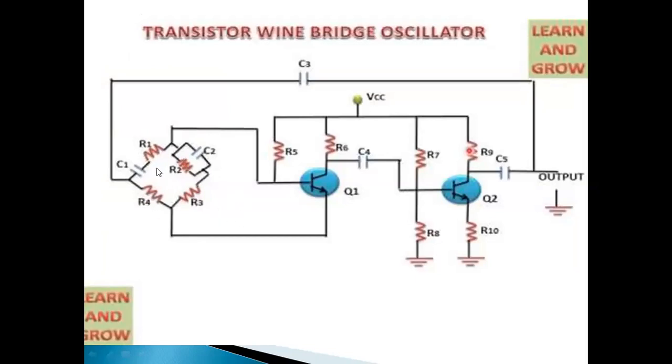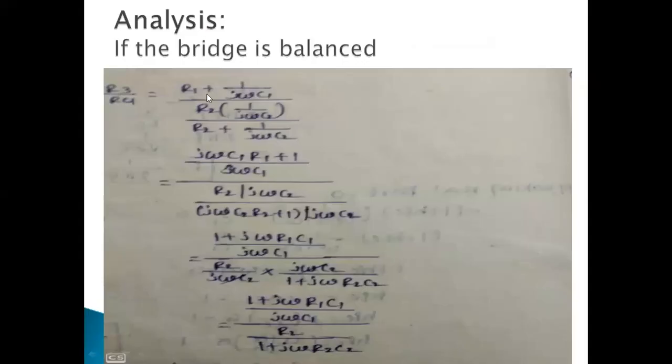Okay. So P is this terminal impedance, and R is this terminal impedance. So what is the P value? Here in this terminal we have two impedances, one is a resistance, another one is a capacitance. These two impedances are connected in series. So the total impedance becomes R1 plus 1 by j omega C1. This is the P value.